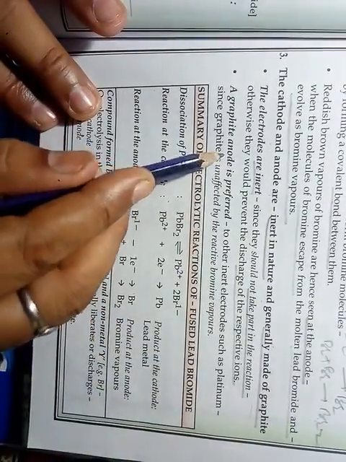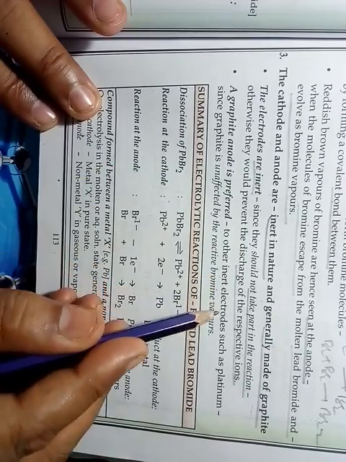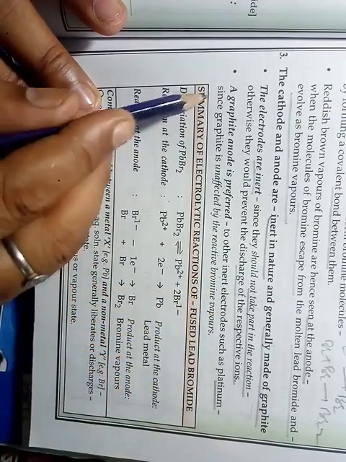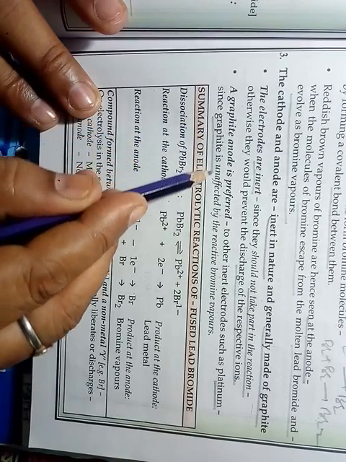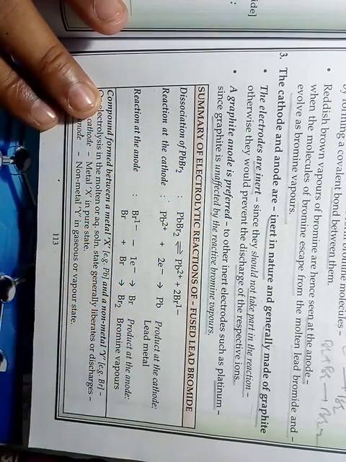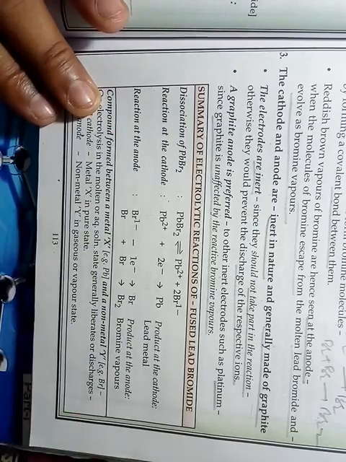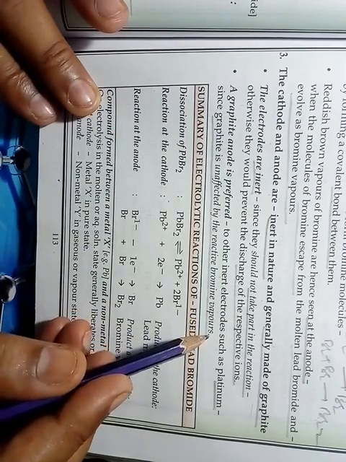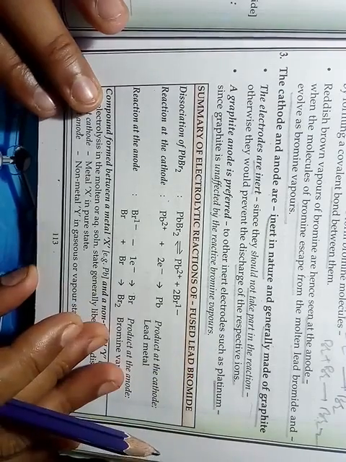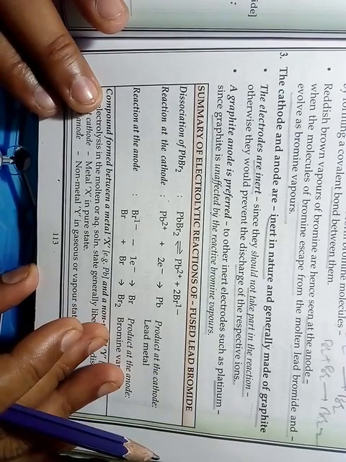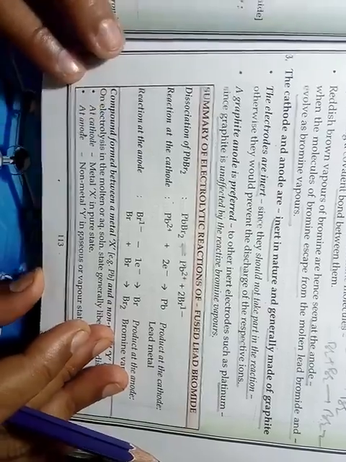Then, a graphite anode is preferred to other inert electrodes such as platinum. Why? Because graphite is unaffected by the reactive bromine vapors. Other inert electrodes can react with bromine also. So that is why we avoid other electrodes.